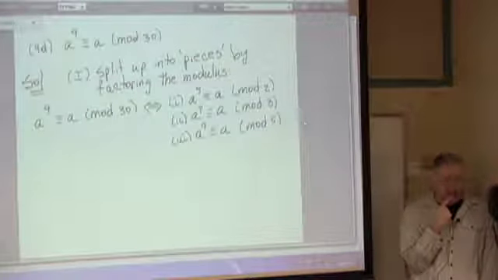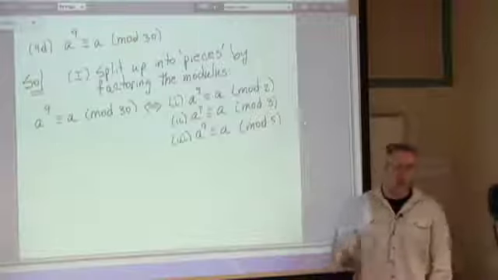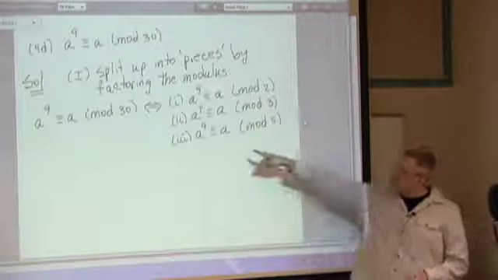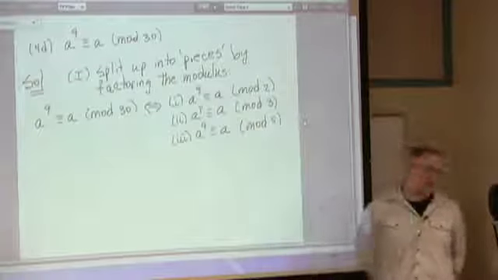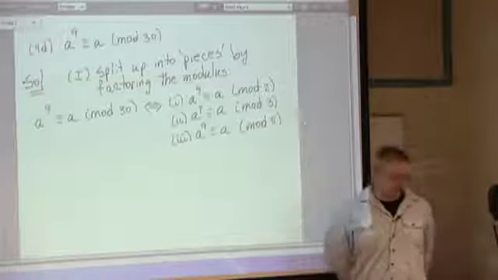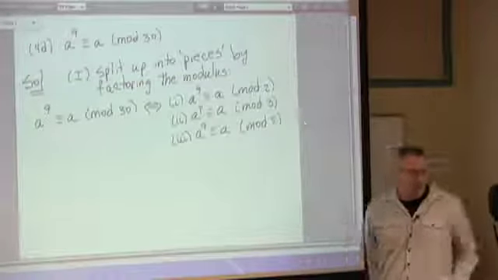So think about this. Just go back to the definition. This is nothing deep, really. Just go back to the definition of congruences. What does this mean? It means that 30 divides a to the 9th minus a. That's what that means. Well, if 30 divides something, sorry, hang on.